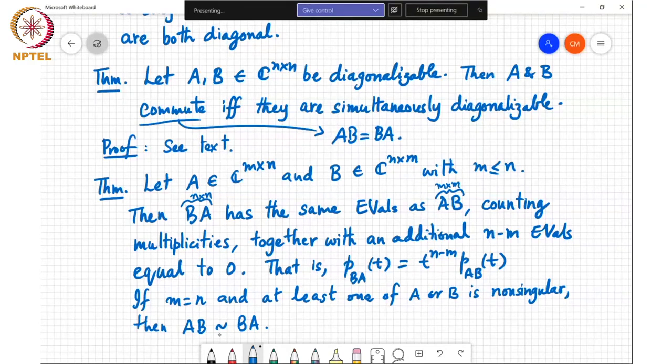Of course, the thing is we are only checking whether AB and BA are similar. There isn't time to see the proof of this in this class, so we'll see the proof in the next class, which will be Wednesday of next week.